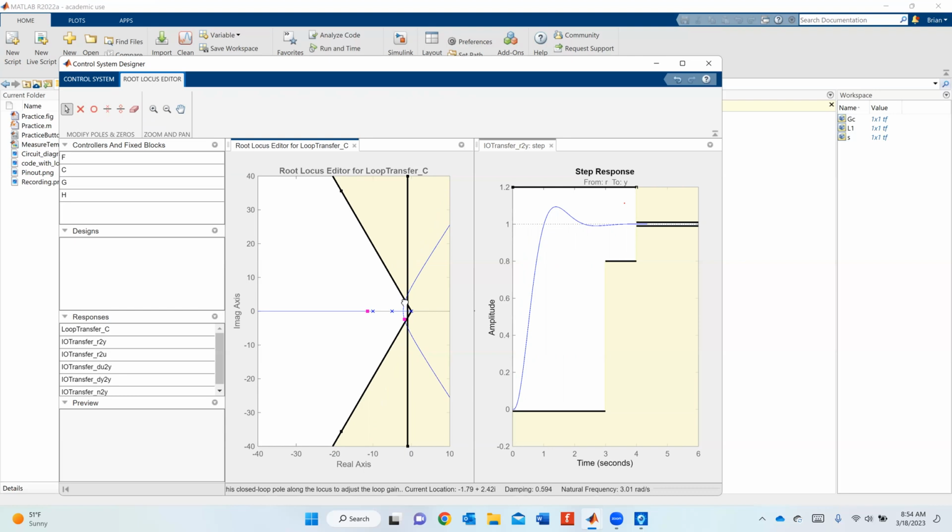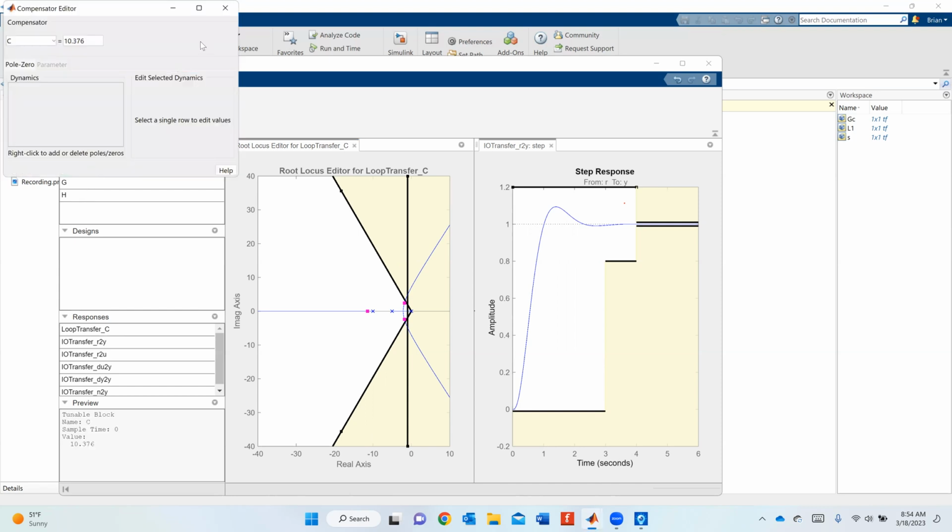Okay, so real quick, what you're going to notice here is it tells you at the bottom. It's really important. It says your natural frequency is 3.01. It tells you your pole location at -1.79 plus j2.42. And how do you determine the gain? Well, I believe if you click on your compensator, it tells you the gain at this point is 10.376. So that's how you're able to determine it.